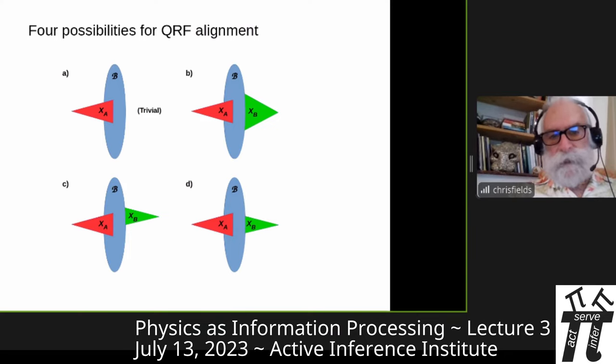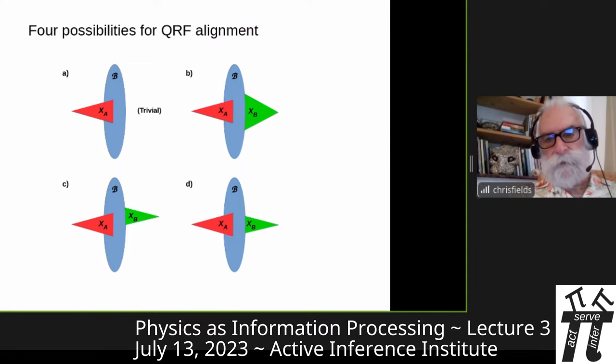If the B agent, the agent on the right side, doesn't actually employ any QRFs, if it just interacts with the boundary thermally, then there is no alignment. You're in a trivial situation where A can measure something about B, but not in return. If the B agent deploys a QRF that's much broader in scope than the A agent, what we show here in panel B, then the A agent can learn something about the B agent, but misses most of what the B agent is doing.